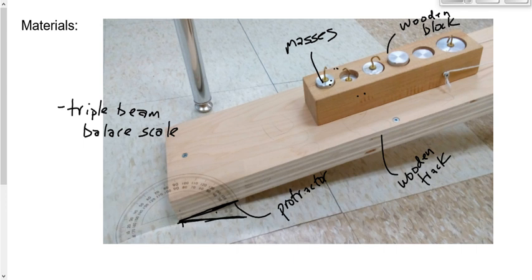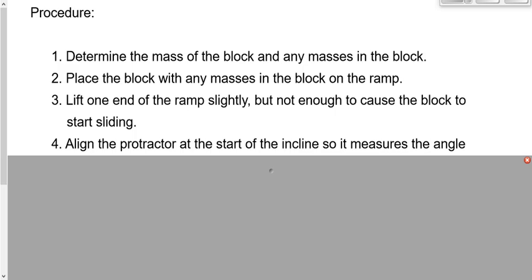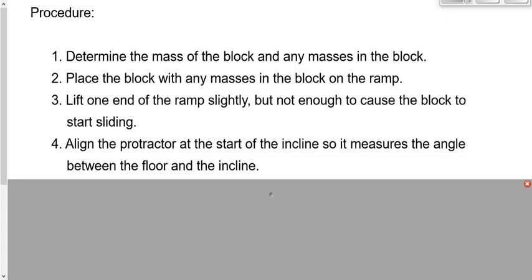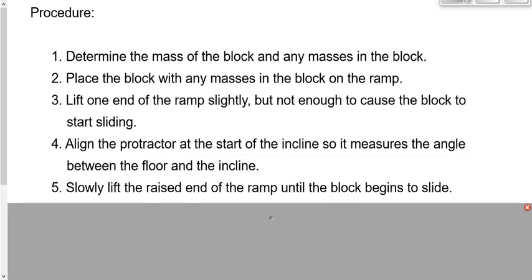So whatever your protractor reads right there is theta. Does that make sense? Put the protractor down so that it can measure the angle between the floor and the incline. Then I want you to slowly lift the ramp that you've already lifted a bit. Slowly lift it a little bit higher, slowly, slowly, slowly, until the block begins to slide.